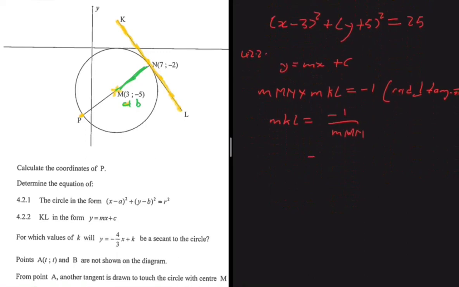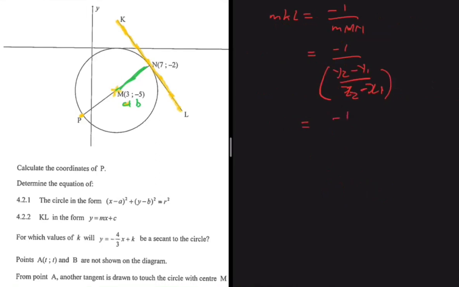So the gradient of KL will be equal to minus 1 divided by y2 minus y1 divided by x2 minus x1, right? Obviously you can do this separately. You calculate the gradient of mn separately, right? But then I'm just going to put it all in at once and see what happens.